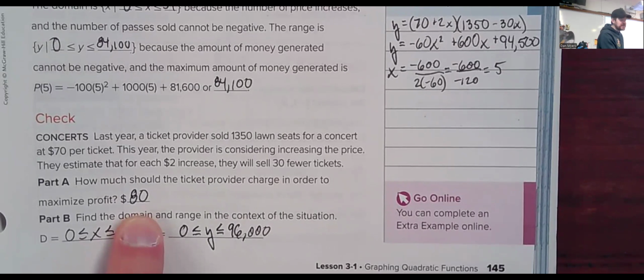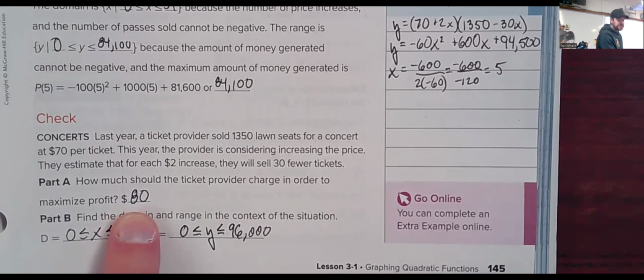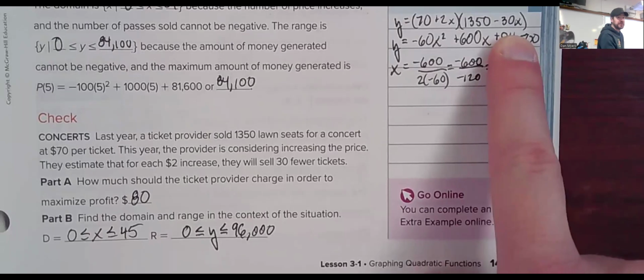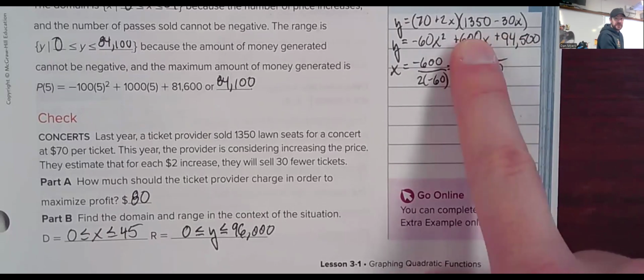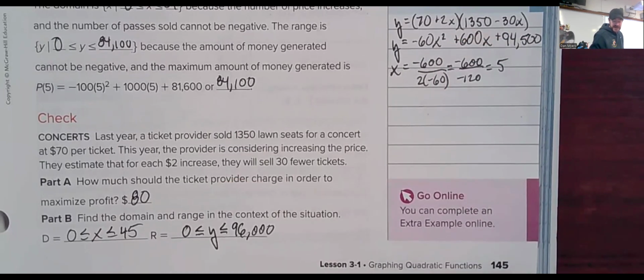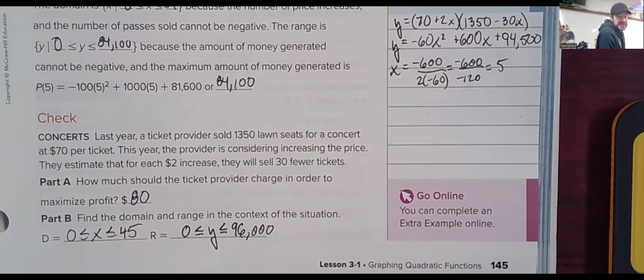Yeah. So an $80 ticket would be 5 increases of 2, which means that you would have 5 decreases of 30 people. So that would be 300 fewer people. So it would be 1,050 people times 80, right? So 1,050 times 80. No, that's not right. Sorry, that's 150 fewer people. 1,200 times 80. Yeah, 96,000. So it'd be 1,200 people instead of 1,350.